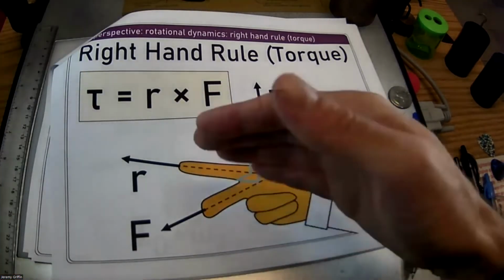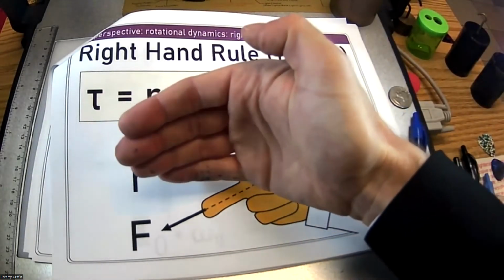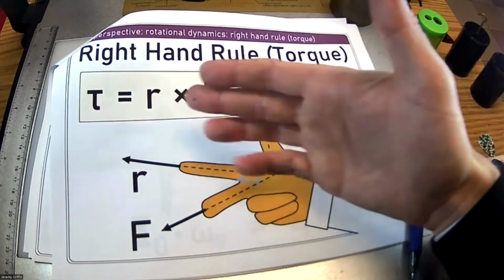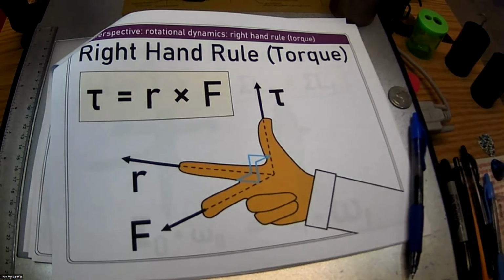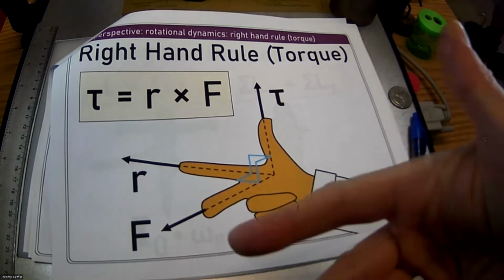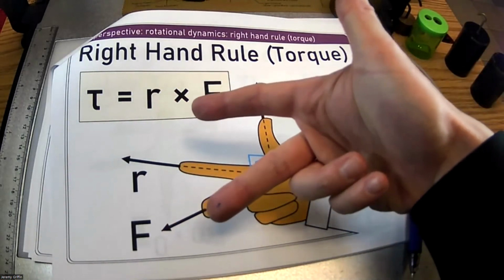Okay? So the right hand rule says if you put your fingers in the direction of the radial distance, and then curl your fingers in the direction of the force, or if you like, you can move your middle finger like this picture shows, then your thumb will naturally point in the direction of the torque along the z-axis, which is perpendicular to the xy plane.